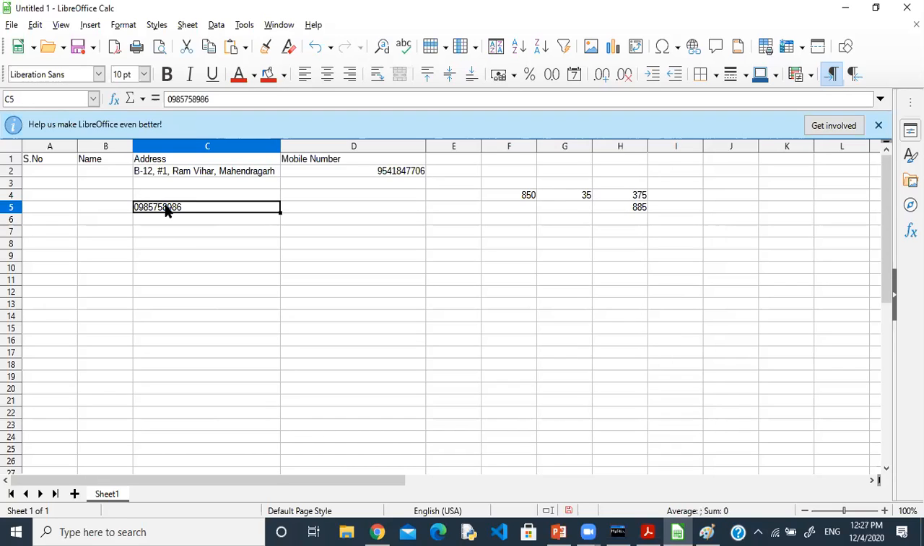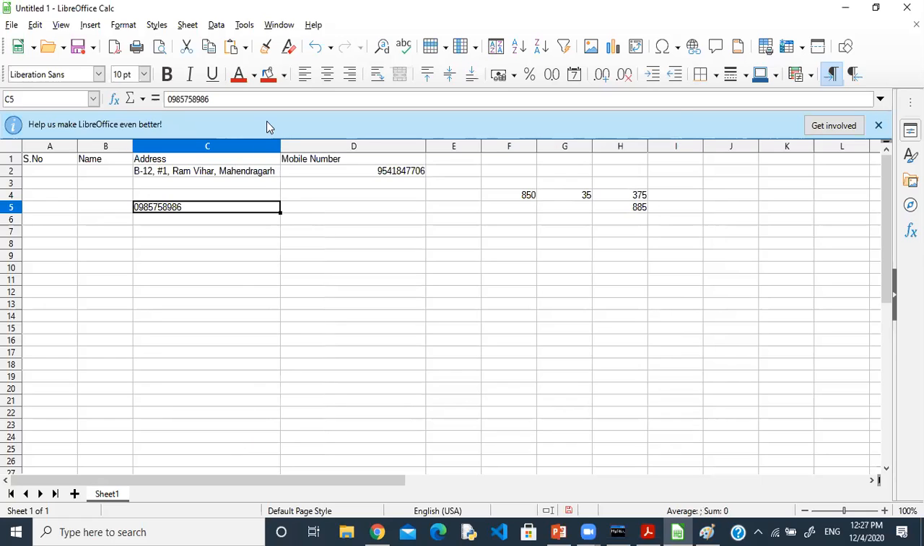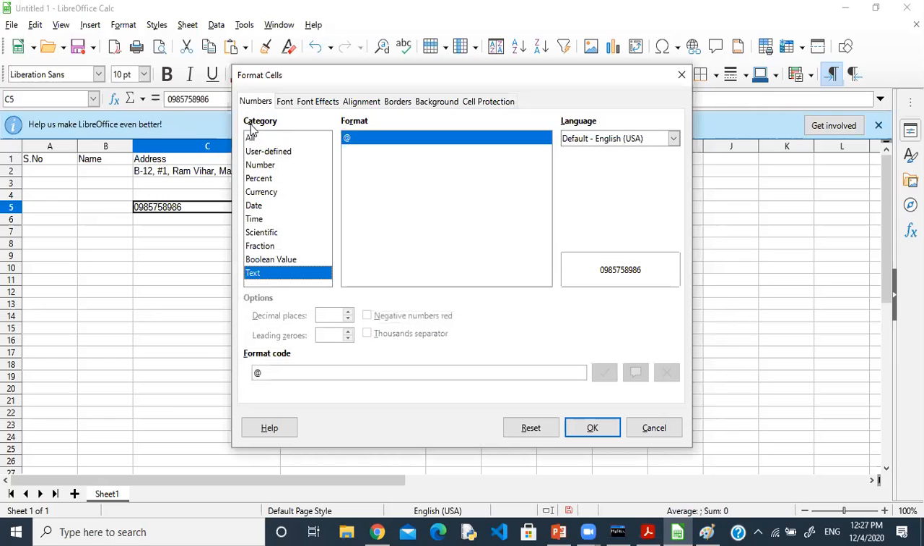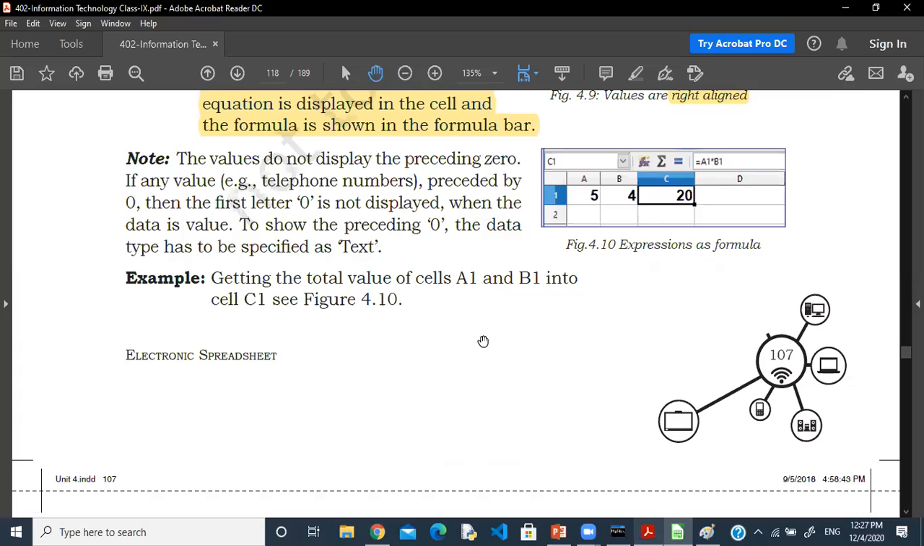Look at this. If you want to write a number and you don't want to use it as a value, you need to convert it to a label. How can you do this? Make a right click, go to Format Cells and change the category of the cell. Instead of number, you make it text. And now you are able to put the 0 before the number also.